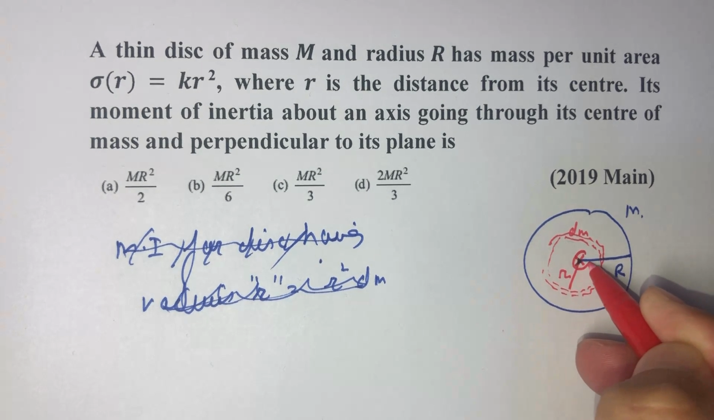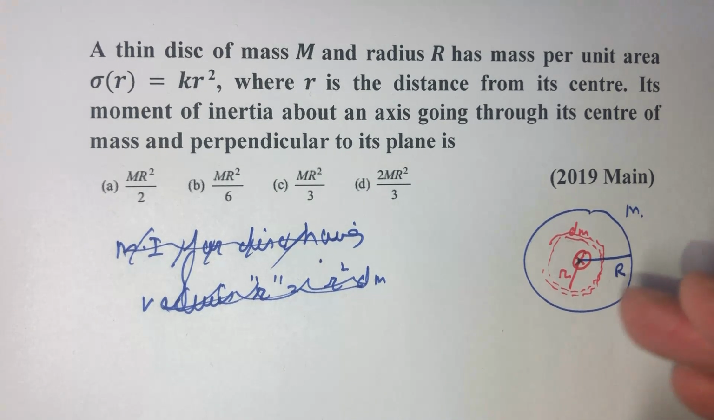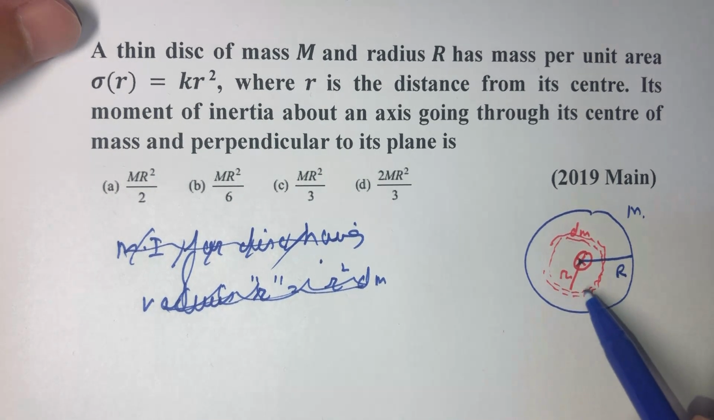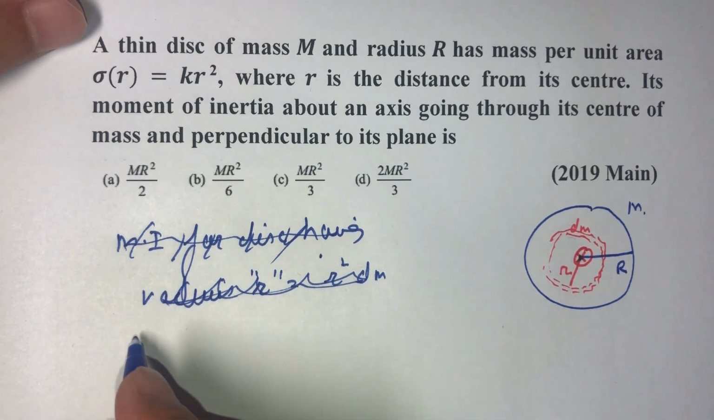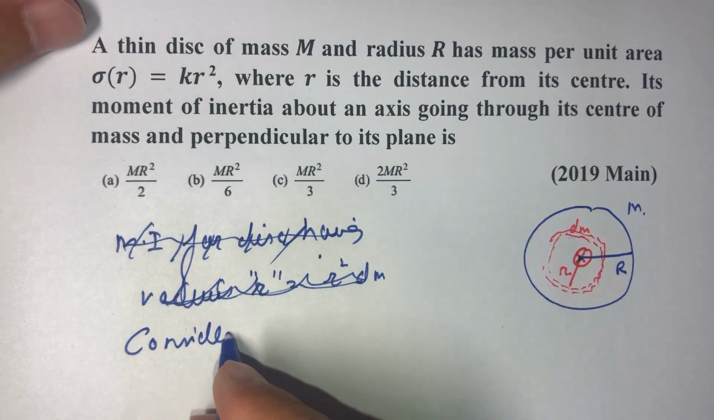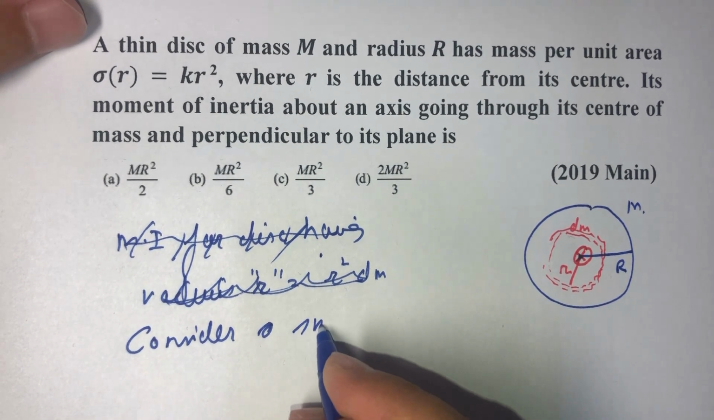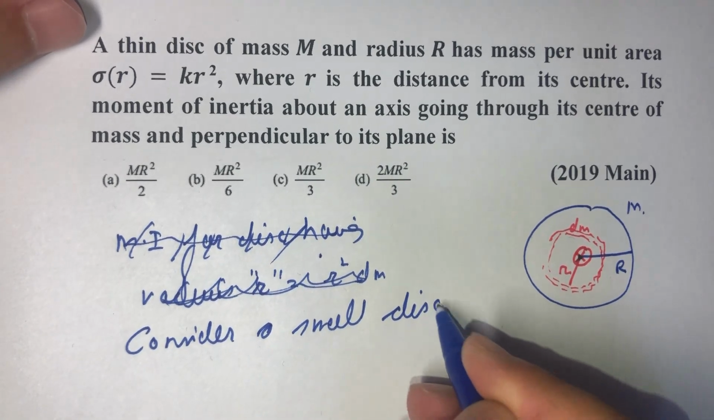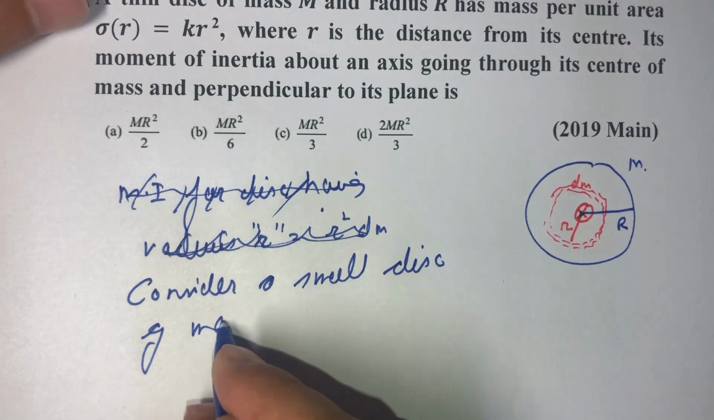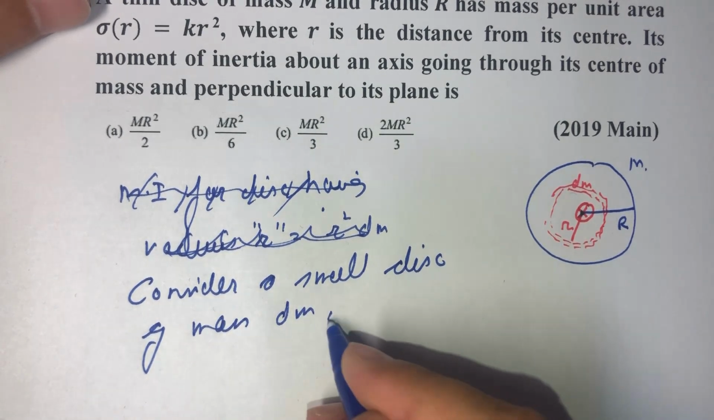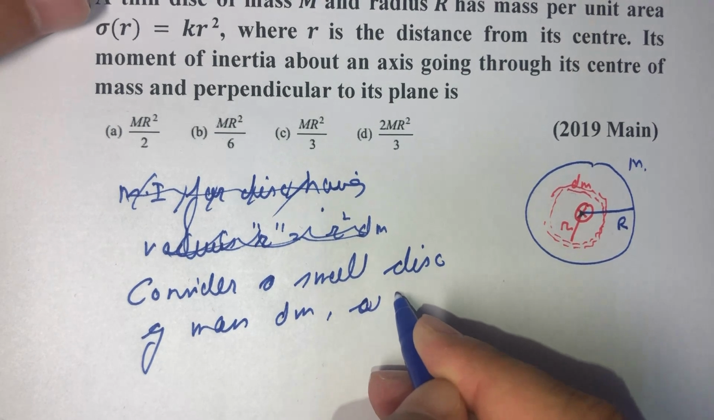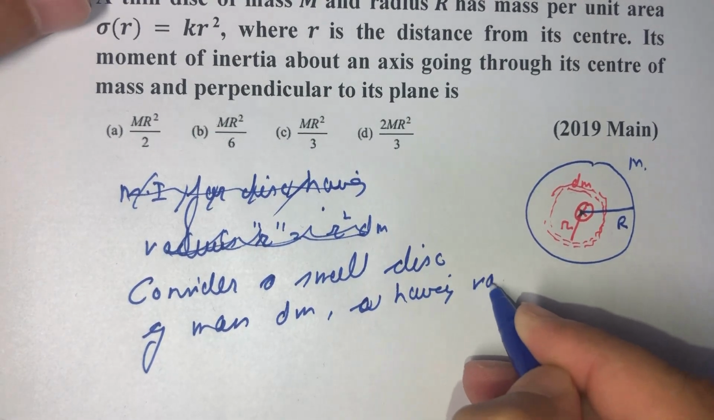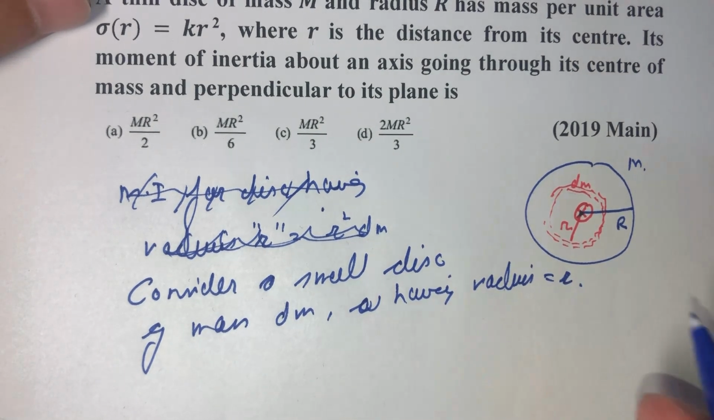Okay, so let us say this is the axis and it is perpendicular going into the plane, represented as x. So in this case we consider that there is a small disk of mass dm at a radius r from the center. Consider a small disk of mass dm having radius equal to small r.